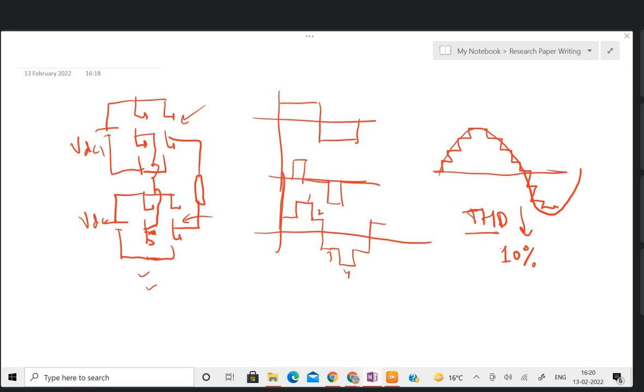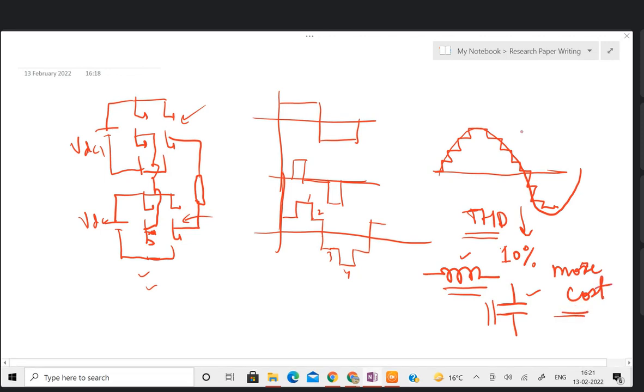One thing I forgot to tell: a filter is required when you are working with a two-level inverter, to eliminate those harmonics and make this waveform close to a sinusoidal wave. For the passive filter, L and C, you will require higher values of L and C to eliminate the harmonics, so it becomes bulky. Higher rating values of L and C definitely mean more cost. So this is the problem, and we have to go for multi-level inverter.